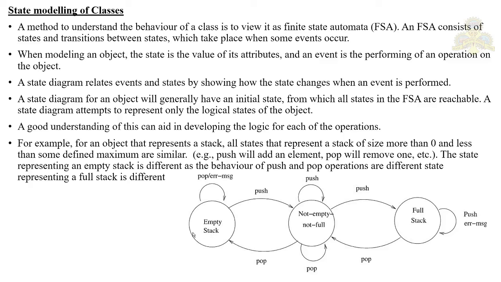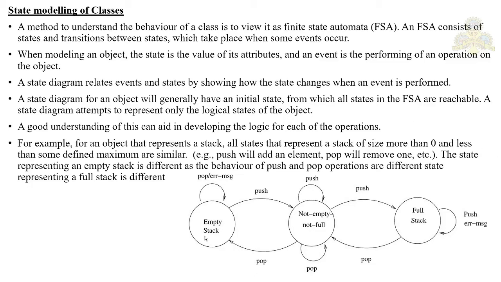Now in the state diagram for an object, it will generally have an initial state from which all other states in the FSA are reachable. Your state diagrams attempt to represent only the logical states of the object. A state diagram does not represent all the actual states of the object, as there are many states possible. It will only represent the logical state. The logical state of an object is a combination of all those states from which the behavior of the object is similar for all possible events.